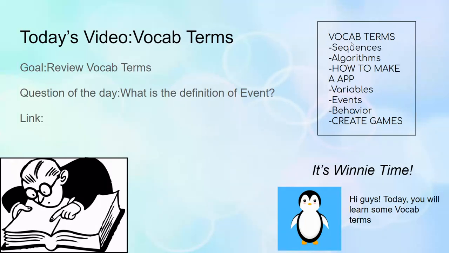All right, then we got how to make an app. Okay, so how to make an app. There are 4 steps in order to make an app. Our first step is to define the purpose. The second step is to design the app. Our third step is to code the app. And our fourth step is to run the app.